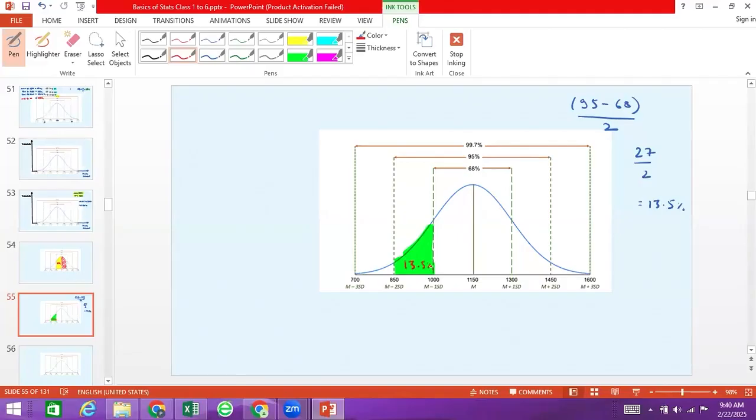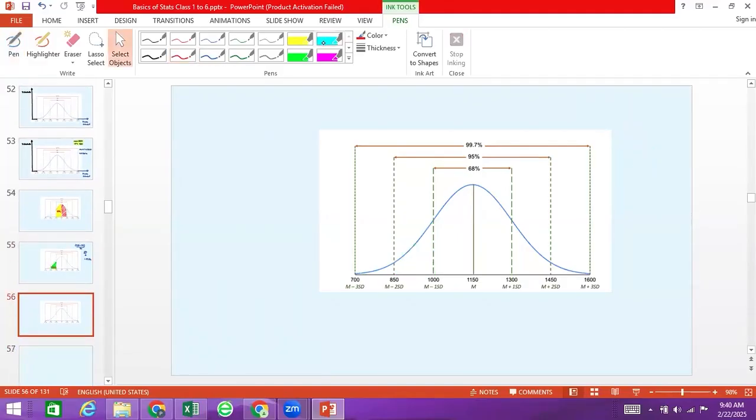Now, if I ask you what this shaded region is: 99.7 minus 95 is 4.7, and 4.7 divided by 2 is 2.35. So this much data is 2.35%. Clear to everyone? Again, if it is not clear, let me know and I will explain.